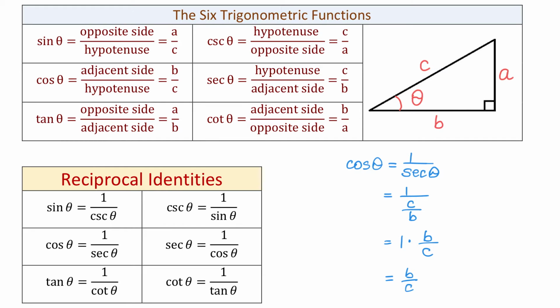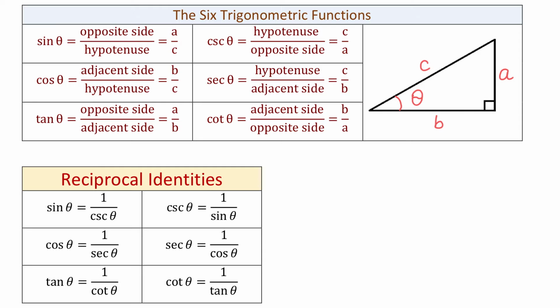Now, the next trigonometric function in the table above is tangent of theta. By definition, tangent of theta is the opposite side divided by the adjacent side. So tangent of theta is A over B. To the right we have cotangent of theta, and this is the reciprocal of tangent of theta. So if tangent is A over B, cotangent is B over A. And now down here we have the last two reciprocal identities, and one of them is tangent of theta equals 1 over cotangent of theta, and the other one is cotangent of theta equals 1 over tangent of theta.